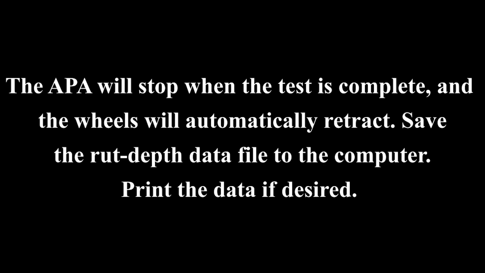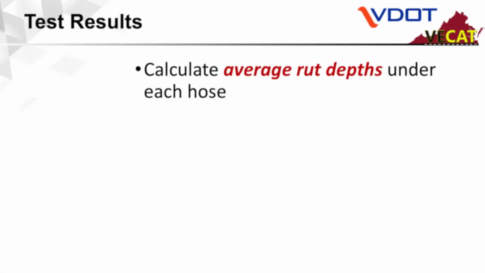The APA machine will stop when the test is complete and the wheels will automatically retract. We need to save the rut depth data file to the computer and we can print the data if desired. For the test results, we need to calculate the average rut depth under each hose.